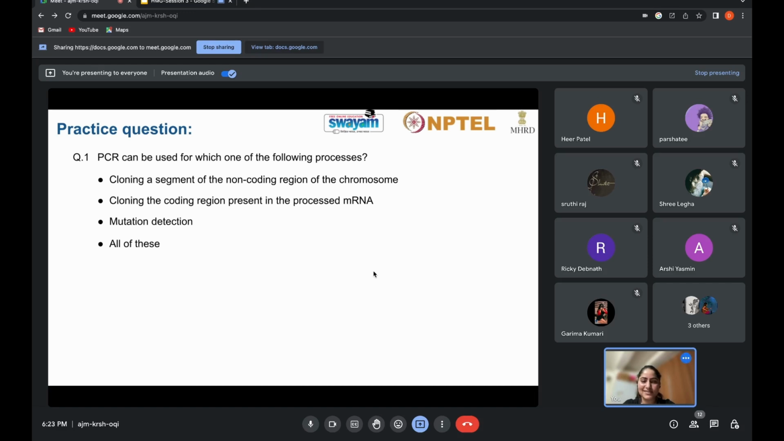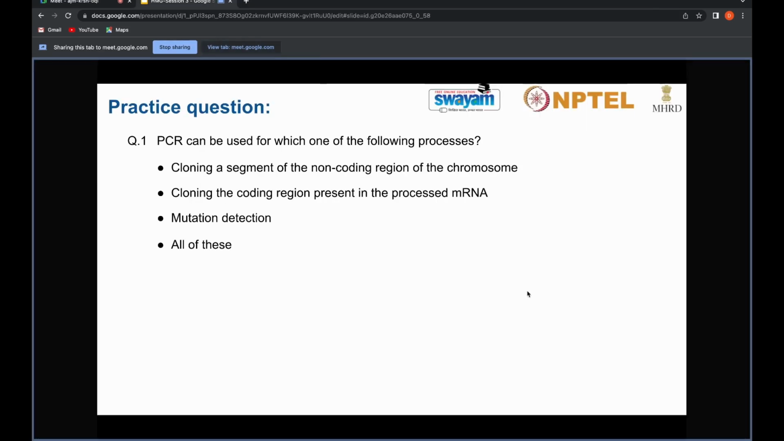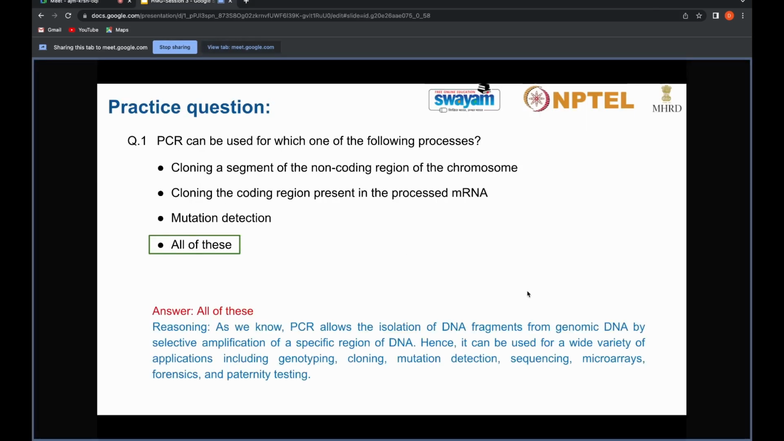Anybody interested? Okay, if no one wants to answer, then I'll tell you the correct answer. The correct option will be all of these. By using PCR, you can clone any segment of the chromosome. It's not specific that you can only see the coding region. You can also amplify the known coding region of the chromosome, you can clone the coding region present in the processed mRNA, and you can also detect mutations.